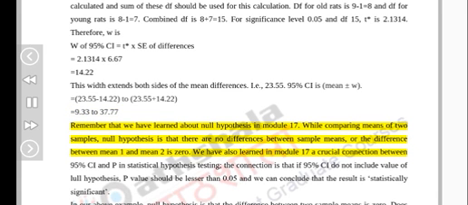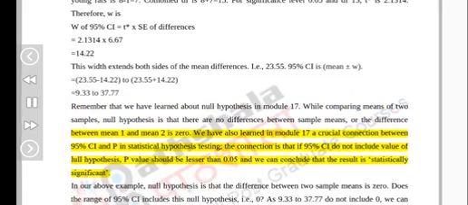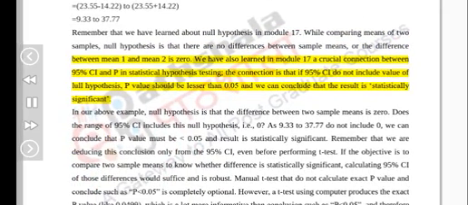Remember that we have learned about null hypothesis in Module 17. While comparing means of two samples, null hypothesis is that there are no differences between sample means, or the difference between mean 1 and mean 2 is 0. We have also learned in Module 17 a crucial connection between 95% CI and P in statistical hypothesis testing. The connection is that if 95% CI do not include value of null hypothesis, P value should be lesser than 0.05 and we can conclude that the result is statistically significant.